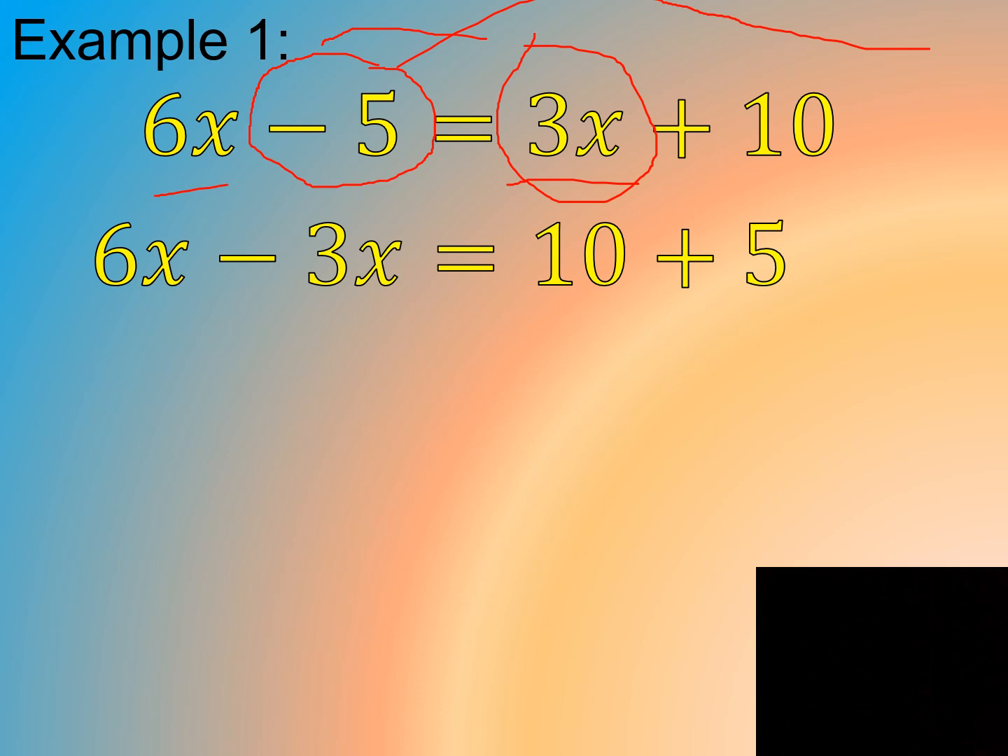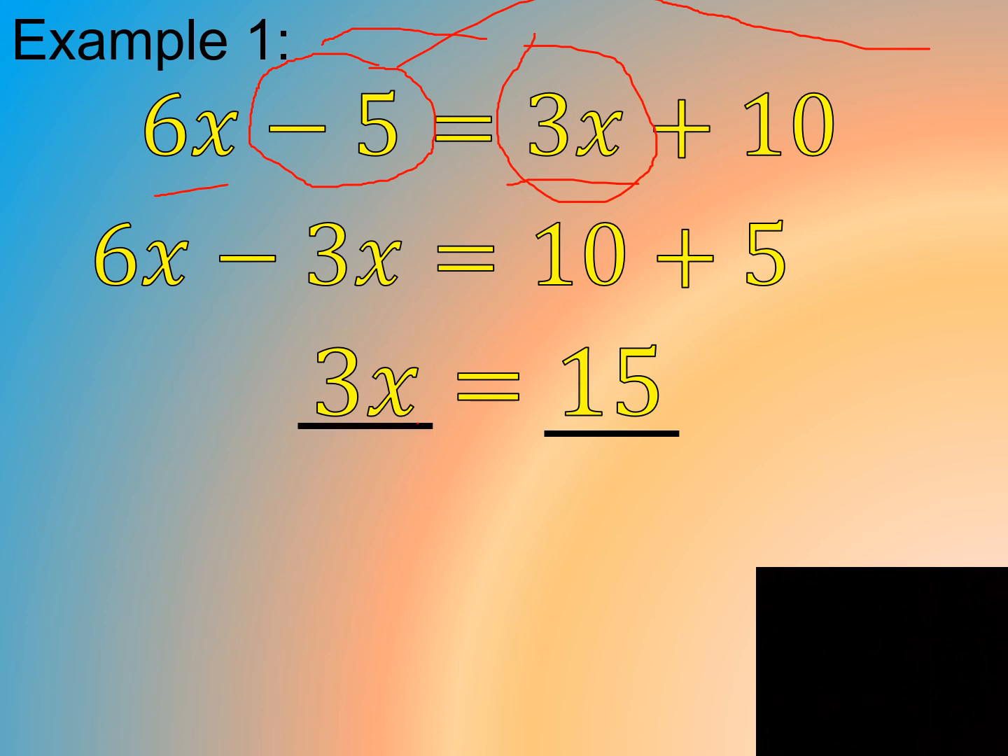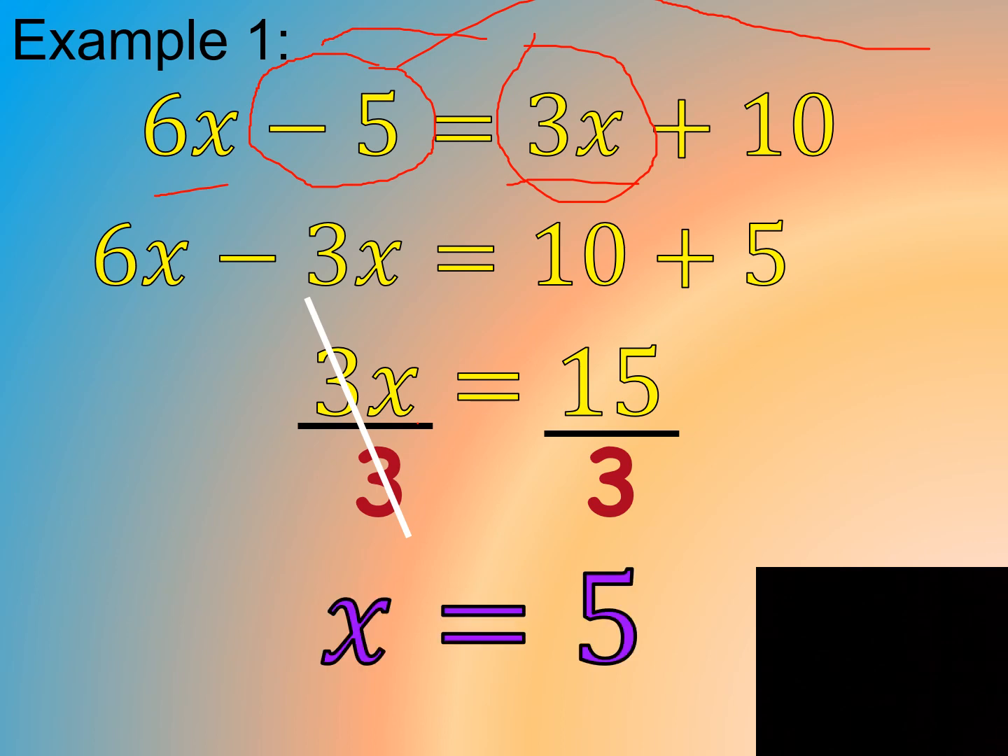Now we simplify. 6x minus 3x is equal to 3x, and then we add 10 and 5, that is equal to 15. To remove the numerical coefficient beside x, we need to divide both sides of the equation by 3. So we cancel 3 and 3 because 3 divided by 3 is equal to 1. So what's left with us is x is equal to 5. Now the value of x in the first equation is 5.